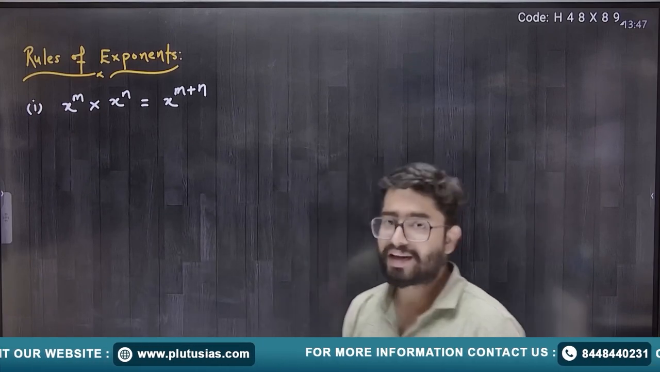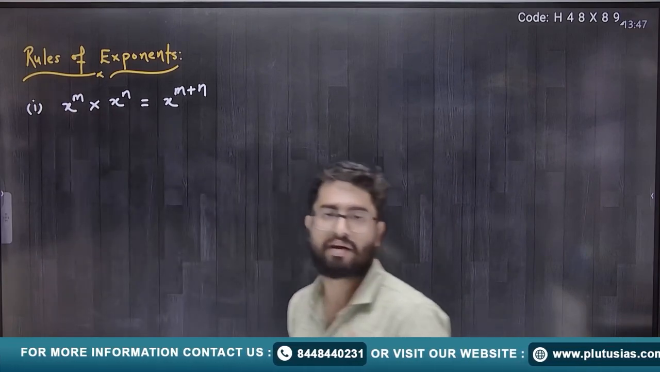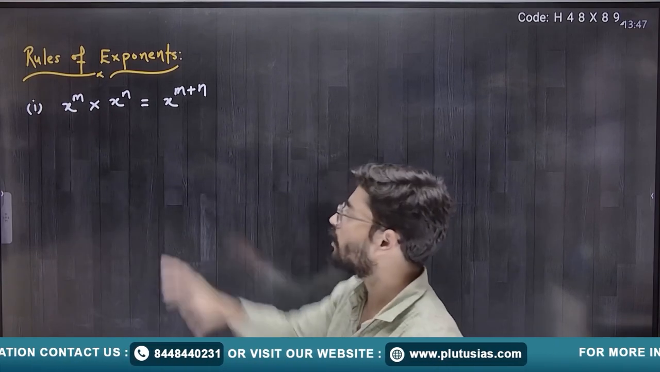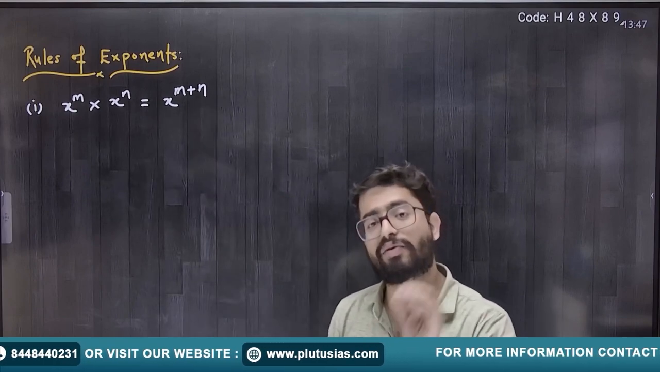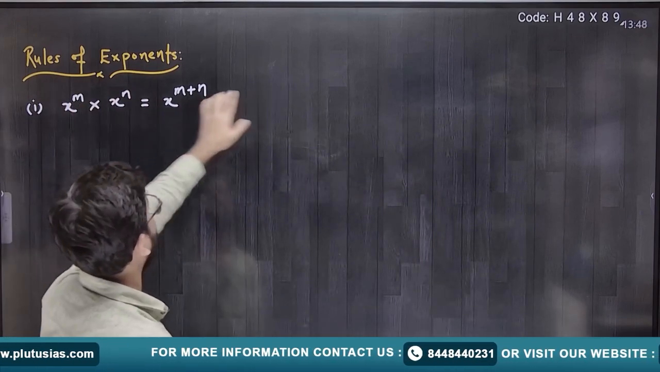The meaning is, first of all, observe, the base must be the same. If your bases are different, then you cannot apply this one. Whenever bases are the same, then x power m into x power n is x power m plus n.